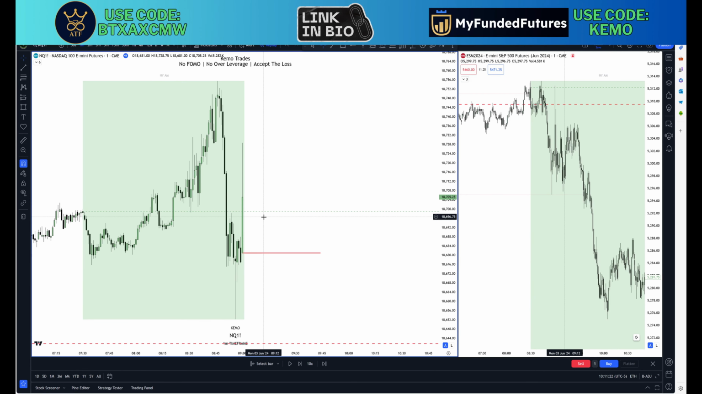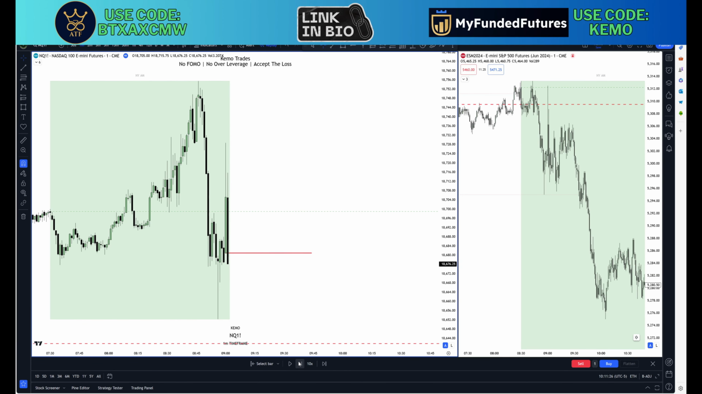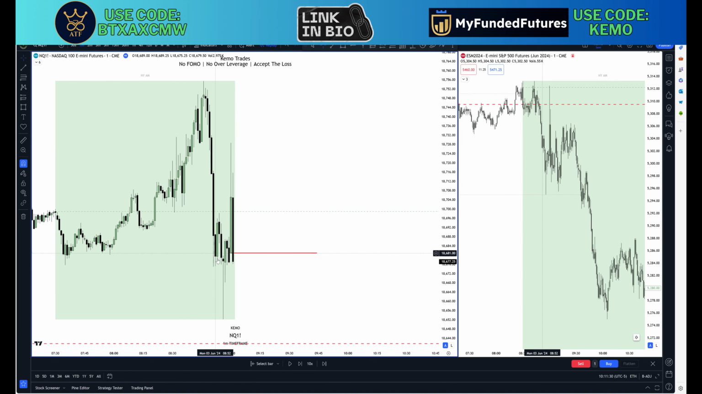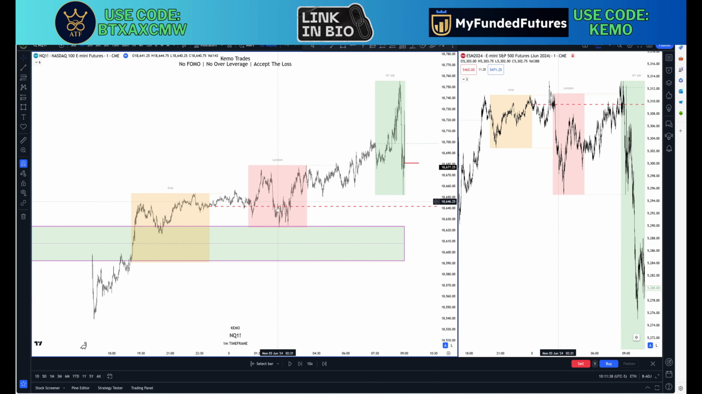You don't need to have a bias sometimes, and you just need to watch what the price wants to do. So the news came at 9, we pushed the price higher, reacting from the bearish fair value gap and respecting the bearish idea, because we might be bearish.